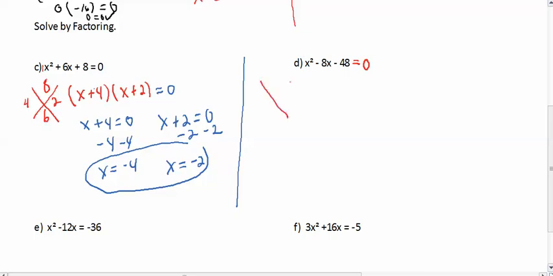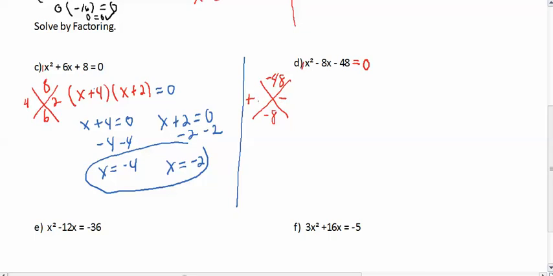So I do the x. Do I need the box? I don't, because this has a coefficient of 1 and negative 8. I do know that one's positive and one's negative. Okay, so I have 48. Two numbers that multiply together to give me 48, but add together to give me negative 8. How about 12 and 4? That gives me 48.